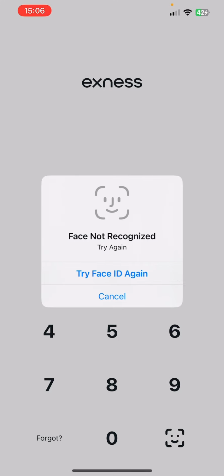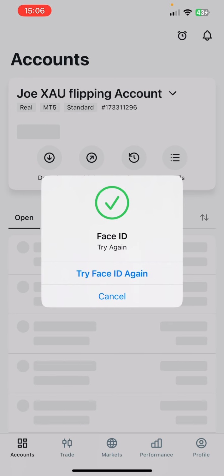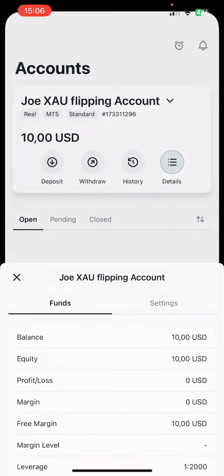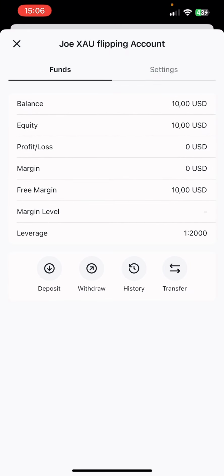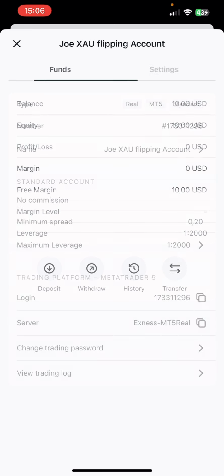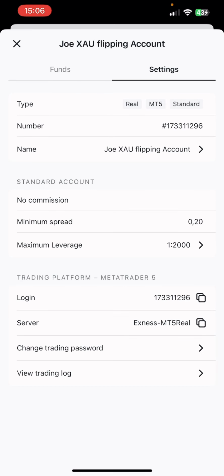Now the reason why I need to show you guys this is that using exchanges is a waste of time. So when you come to this account, this is my Xnest account. This is the Xnest app. You can download the Xnest app.